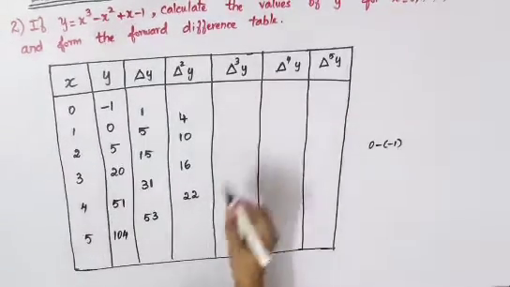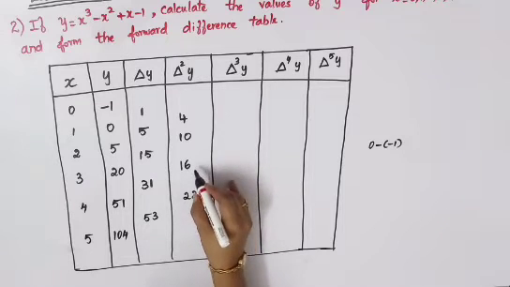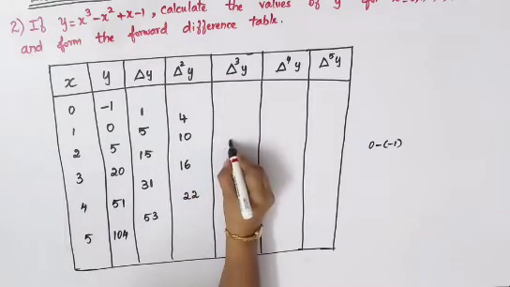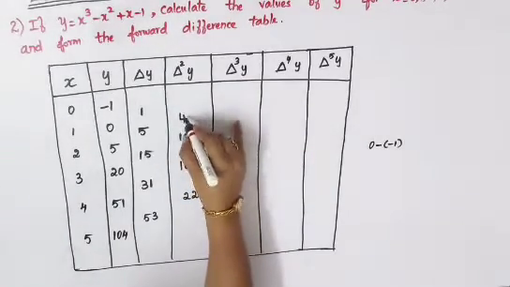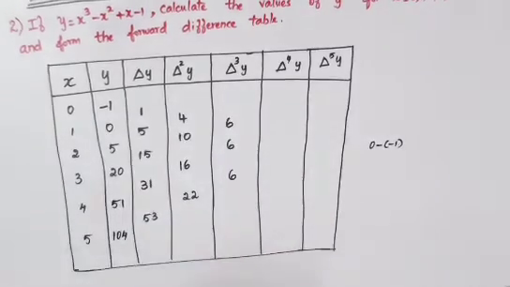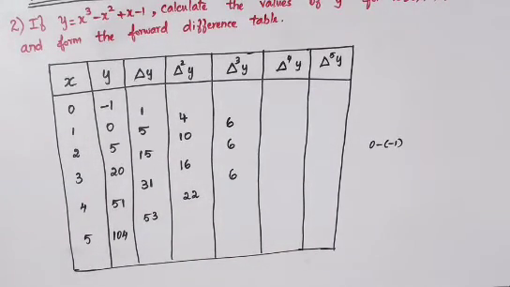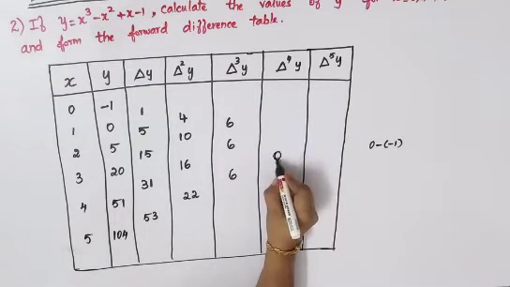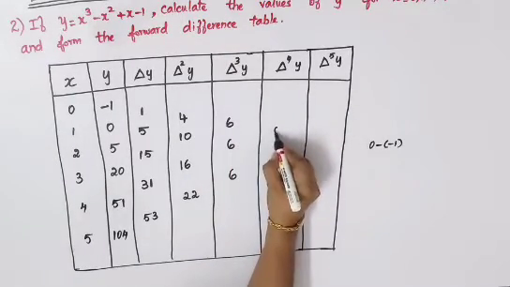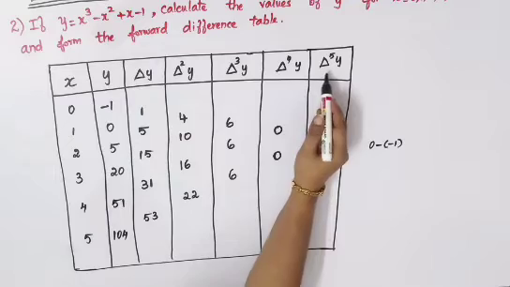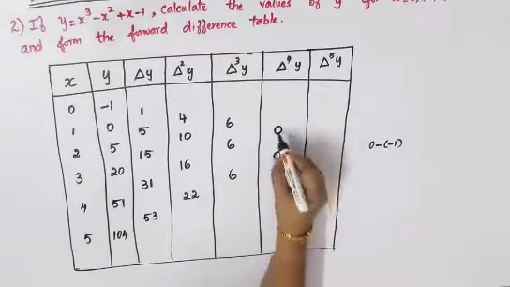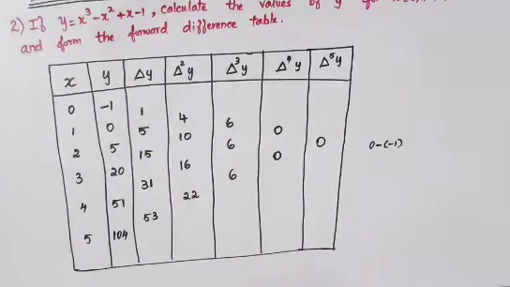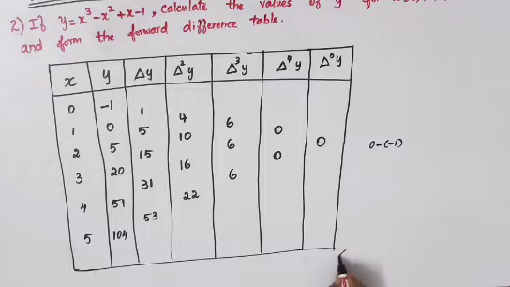Now delta cubed y, again from here you will have to subtract. 22 minus 16 you will get 6. Again 16 minus 10 is 6 in the middle of these two numbers. 10 minus 4, again it is 6. Okay, now going to your delta 4 y, subtract these two numbers, 6 minus 6 you will get 0. Again 6 minus 6 you will get 0. So the last is delta power 5 y, 0 minus 0. So this is your last answer, this is your forward difference table. Okay, so this is the answer for your second question.